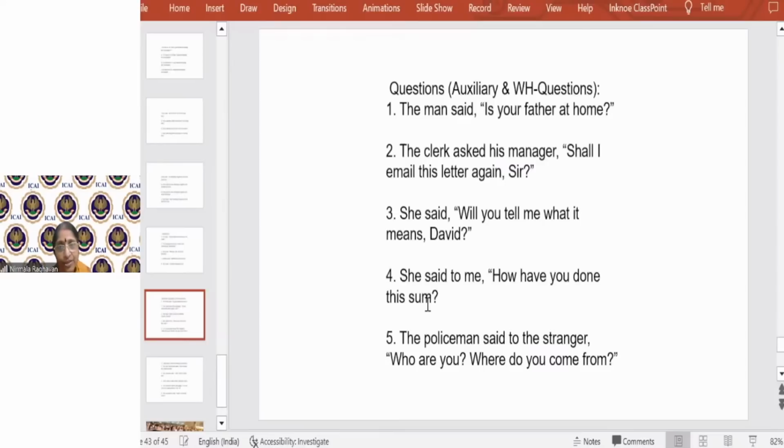The clerk asked his manager, "Shall I email this letter again, sir?" The clerk asked his manager if he should email that letter again. Okay. She said, "Will you tell me what it means, David?" She asked David if he would tell her what it meant. This is for Saurav. Please check this. Tell her because she said, okay.